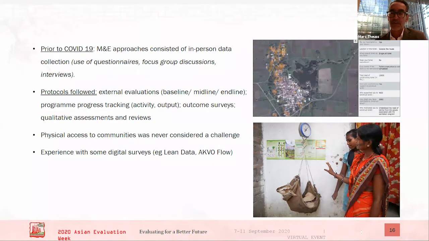Next slide, please. So prior to COVID-19, AKF India's approach to M&E consisted of in-person data collection. They used questionnaires, focus group discussions, interviews, etc. The protocols they tended to use were external evaluations using a baseline, midline, endline approach. They would use a project monitoring approach, looking at the activity and output level. And they never considered access to communities a challenge. Their main approach would usually be face-to-face data collection, though in some cases they did try digital remote-based surveys using lean data. Our colleague here, Tripti, who's on the panel, will be able to talk a little bit more about the lean data approach within the conversation and the Q&A. Next slide, please.